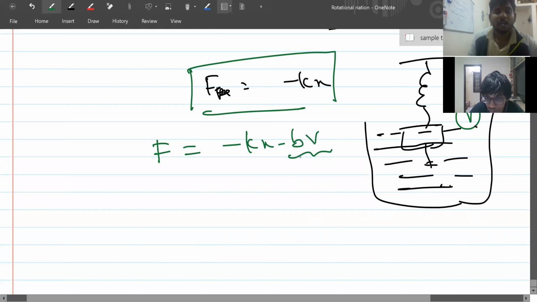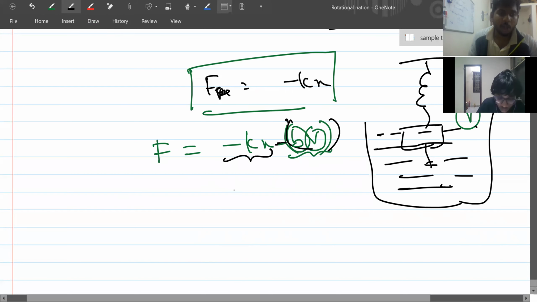What is bv? A force due to viscosity, which is directly proportional to velocity, and b is that constant, the damping constant here. Okay, b is the damping constant. So instead of just the minus kx force, an extra force is also added, opposite to the block's motion. Suppose the block is going in this direction, viscosity will act in the upward direction. Suppose the block is going upward, viscosity will act in the backward direction. That is minus bv.